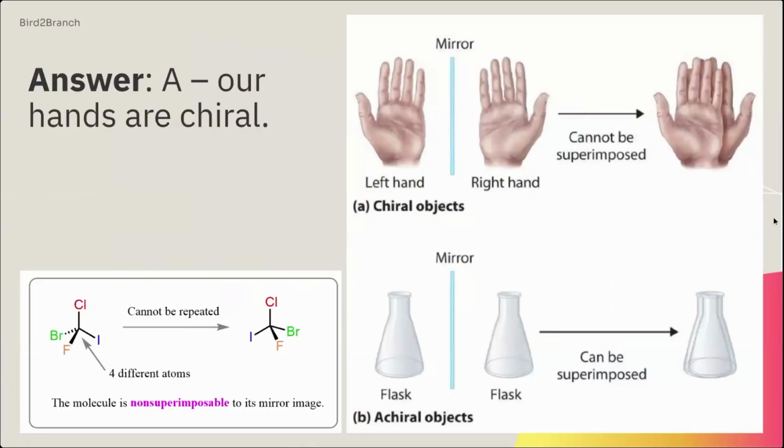So if you stack one of your hands on top of the other one, they don't look exactly the same. You don't just see one hand there, you can see the thumb sticking out on both sides. So clearly, those are not the same, even if they're mirror images. So that means our hands are chiral.